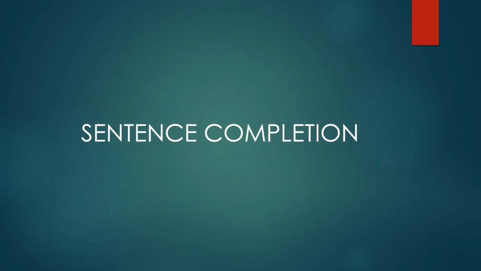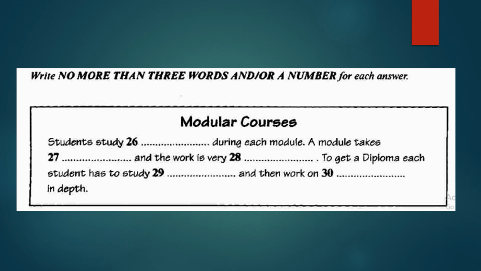The next one is the sentence completion type. So this is an example of sentence completion type of questions. The same is the rule. Read the instructions, underline them, not more than 3 words. So underline these instructions and or a number. So the answer may be 1 word, 1 number, 2 words, 1 number, 3 words, 1 number. Or it may be 2 words only, 1 word only, or 3 words only.